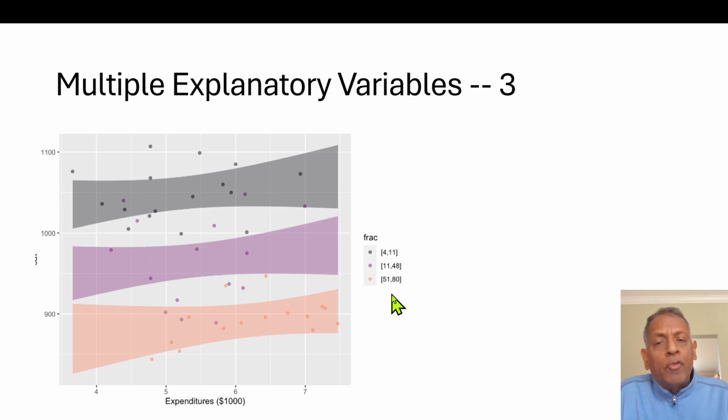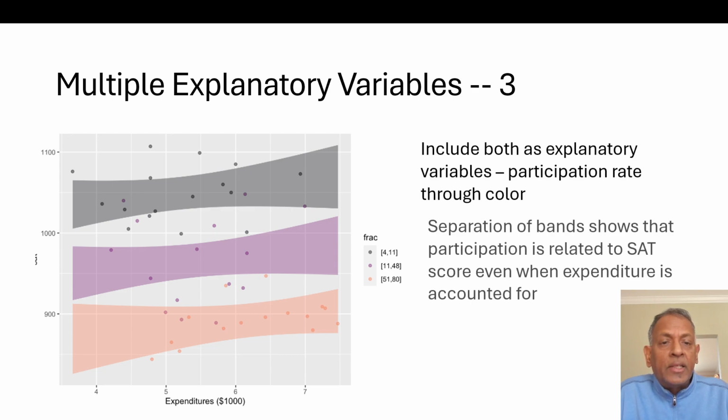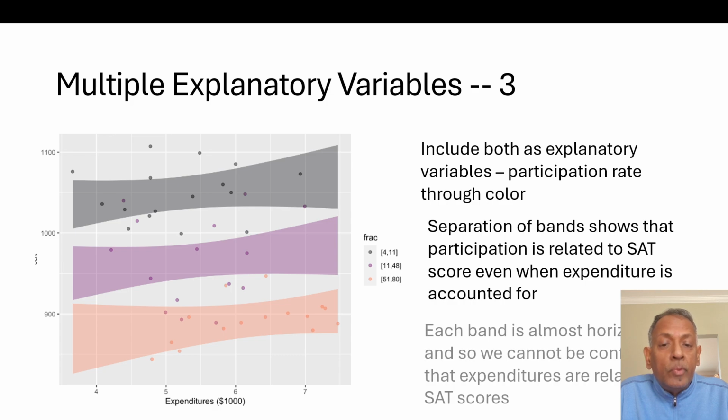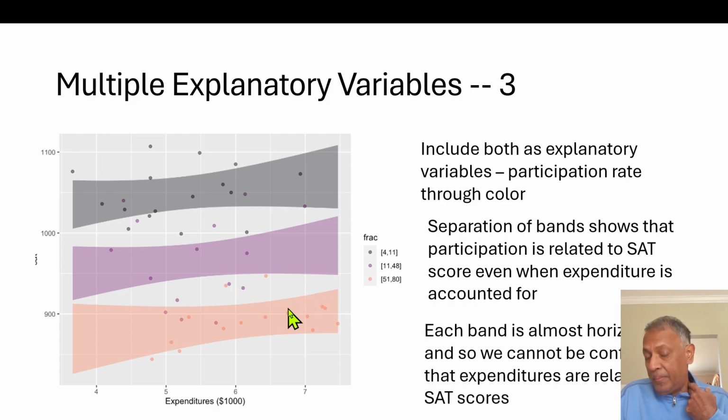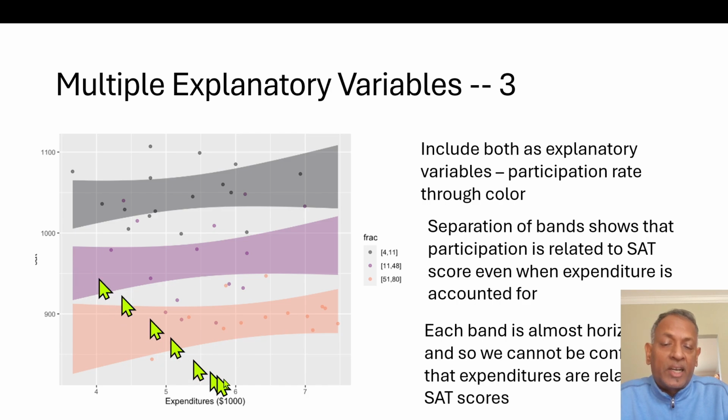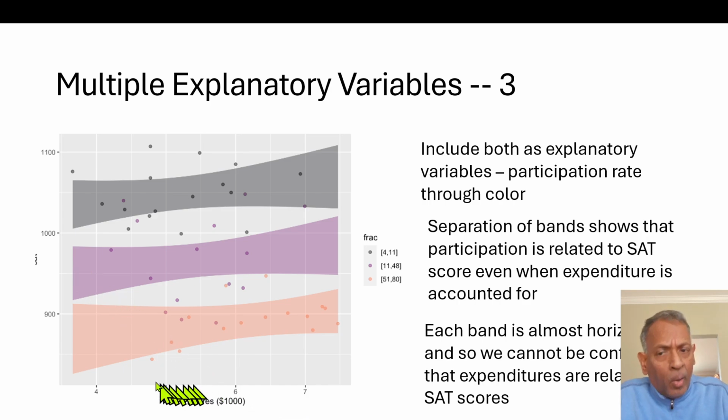Okay, however, we have to be a little careful, in the sense that these bands are almost horizontal. Okay, which means that a horizontal line will fit into each of these bands, even this band. Okay, and that tells you that even though you're seeing a relationship that higher expenditures actually show higher SAT scores, this is not statistically significant, and we cannot use this to say with great confidence that expenditures have a connection with SAT scores. Okay, however, this is indicating that there is a higher trend.